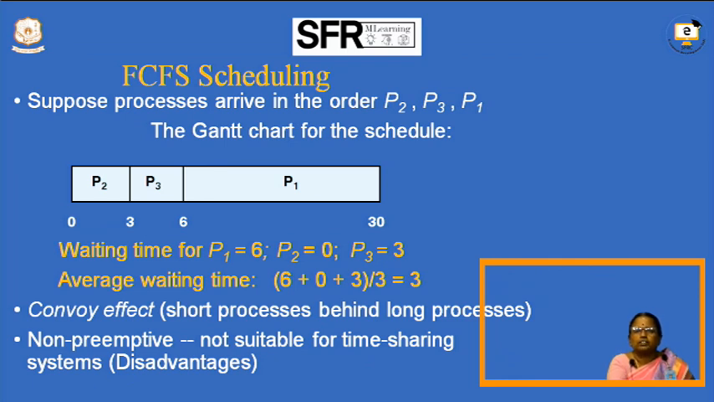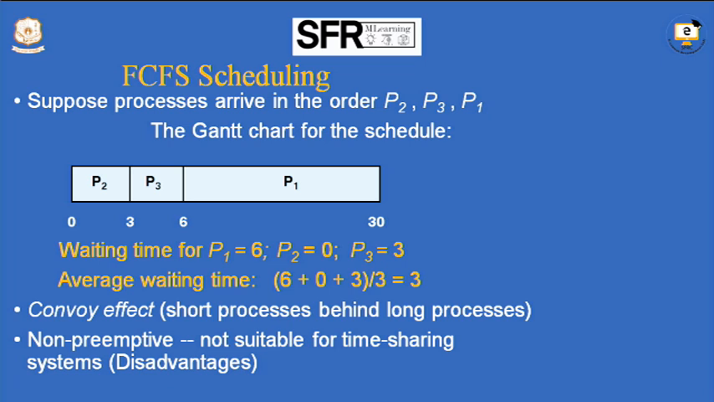The average waiting time is calculated as such. For P2 there is no waiting time, so 0. For P3 it is 3, and for P1 it is 6 time units. So, totally the average waiting time is 9 by 3, which is 3 units of time.